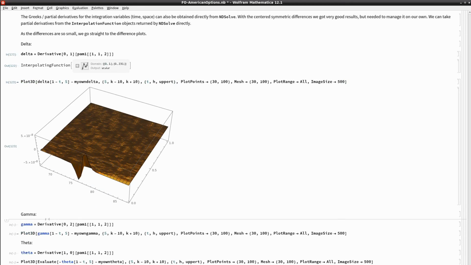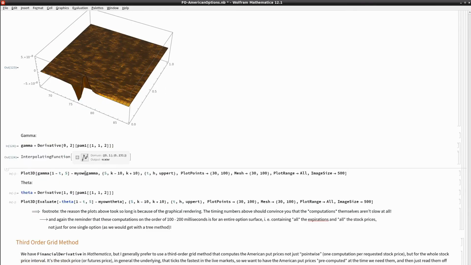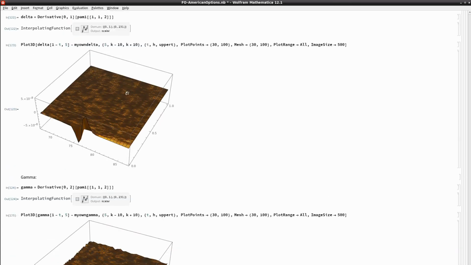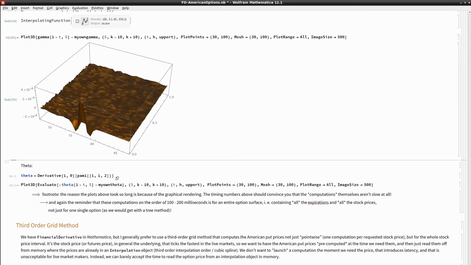And now let's go to gamma. This would now be the second derivative by space. So we say derivative of 0, 2. No derivative in time, and the second in space, I call it gamma. And let's do a difference plot. This is now again an error plot. These two plots here are error plots. And again, this is basically dirt.